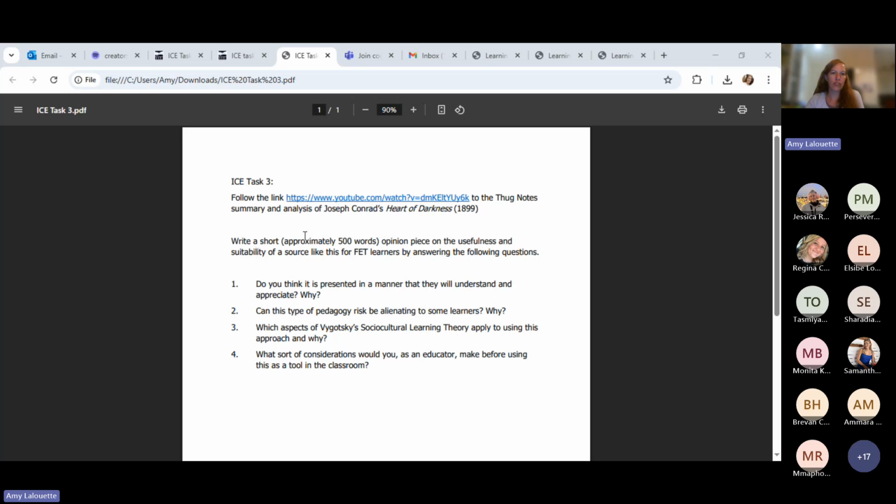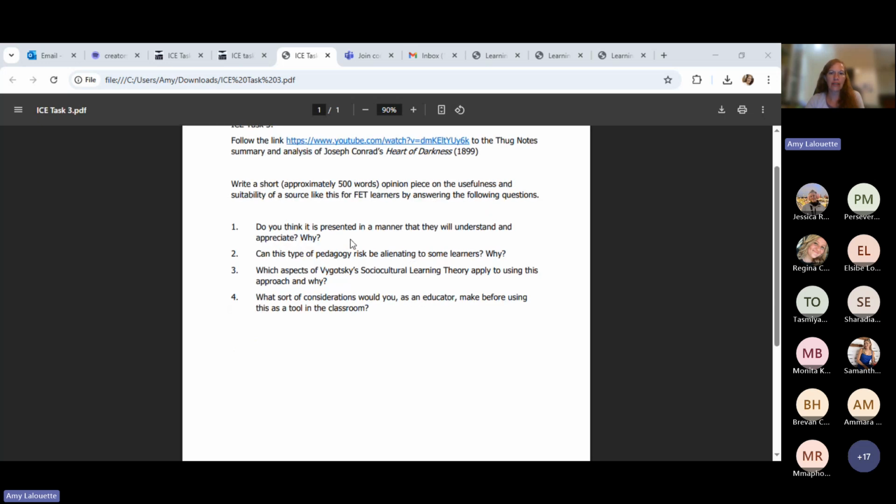So this is a short opinion piece on the usefulness and suitability. So do you think it is presented in a manner that your learners will understand and appreciate? Why do you say that? Can this type of pedagogy risk being alienating to some learners? Okay, why do you say yes or why do you say no? Which aspects of Vygotsky's social learning theory apply to this approach and why? And what sort of considerations would you as an educator make when using this as a tool in the classroom?